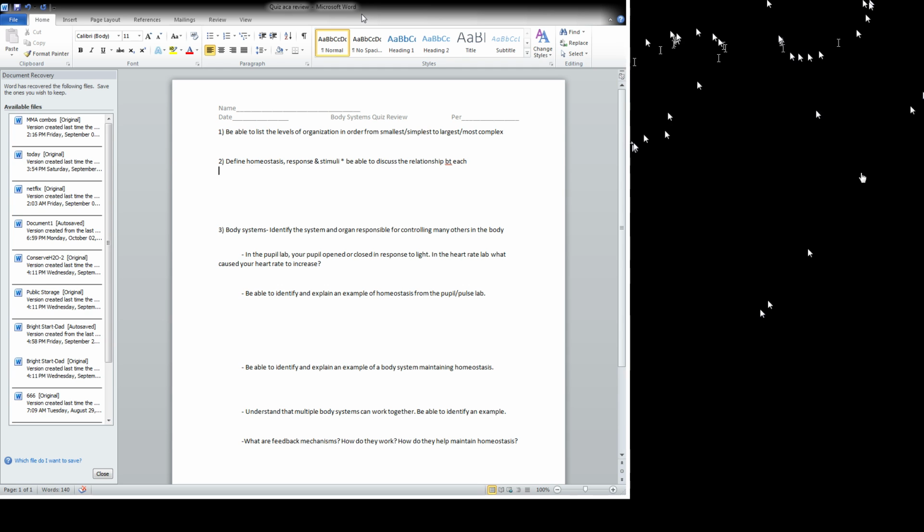Relationship between each, oftentimes a stimulus, like more exercise, for instance, can cause a response, like your heart rate increasing or decreasing.